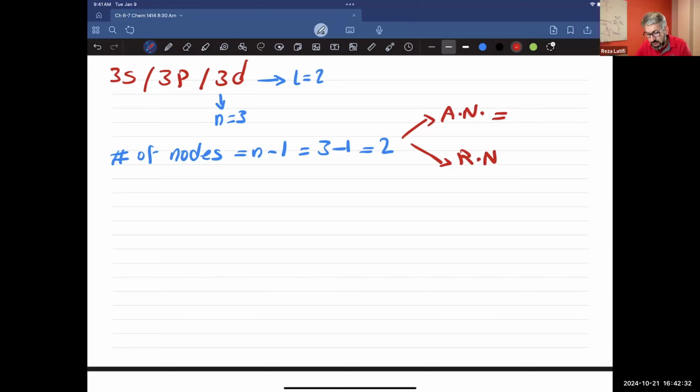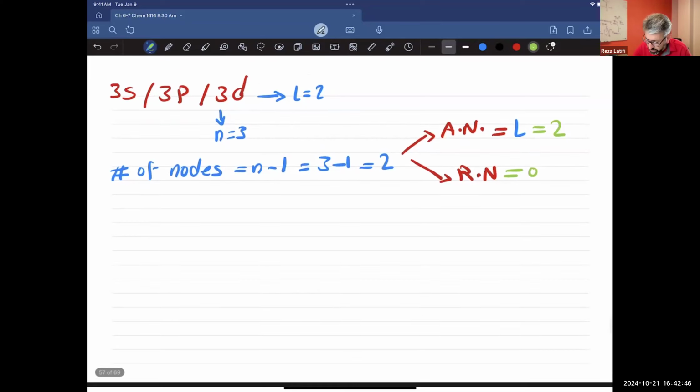What's the angular node? The number of angular nodes is equal to L. In this case, L is equal to 2, so we have 2 angular nodes. How about the radial nodes? We have 0, no radial node at all. An angular node is shown by a plane, while a radial node is shown by a circle.